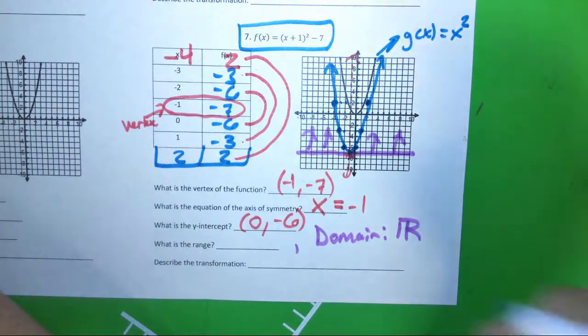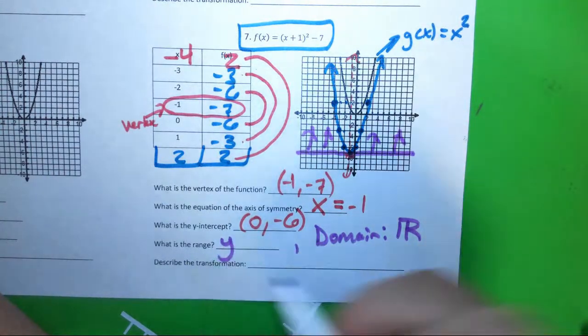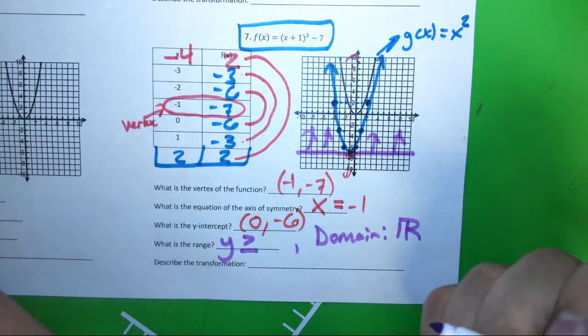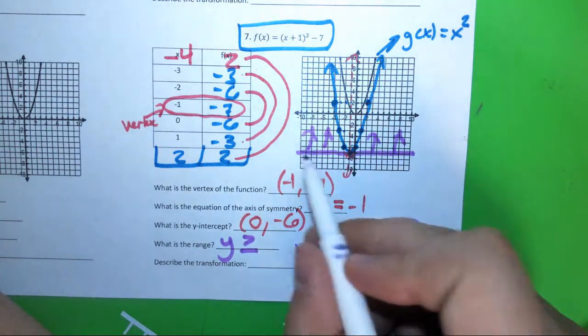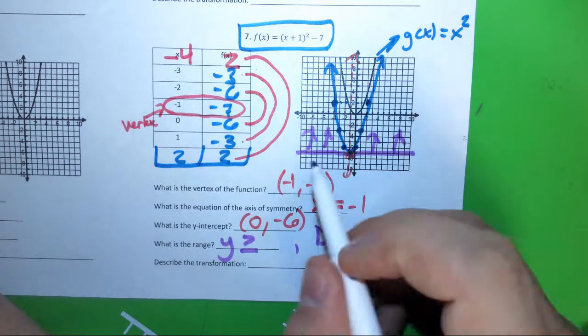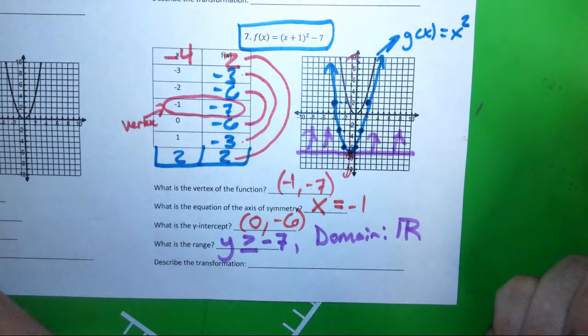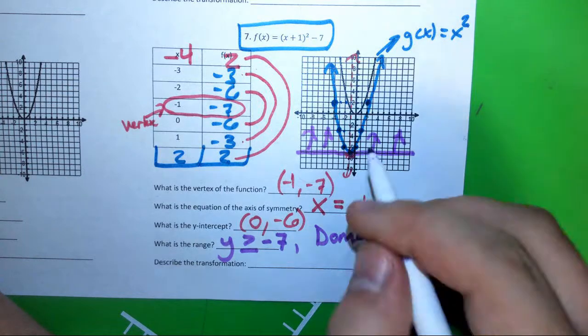So if we're talking about range, we're talking about y. So we're going to say y. All of our y's are going to be greater than or equal to our lowest y value, which in this case is -7. That's the y value of our vertex.